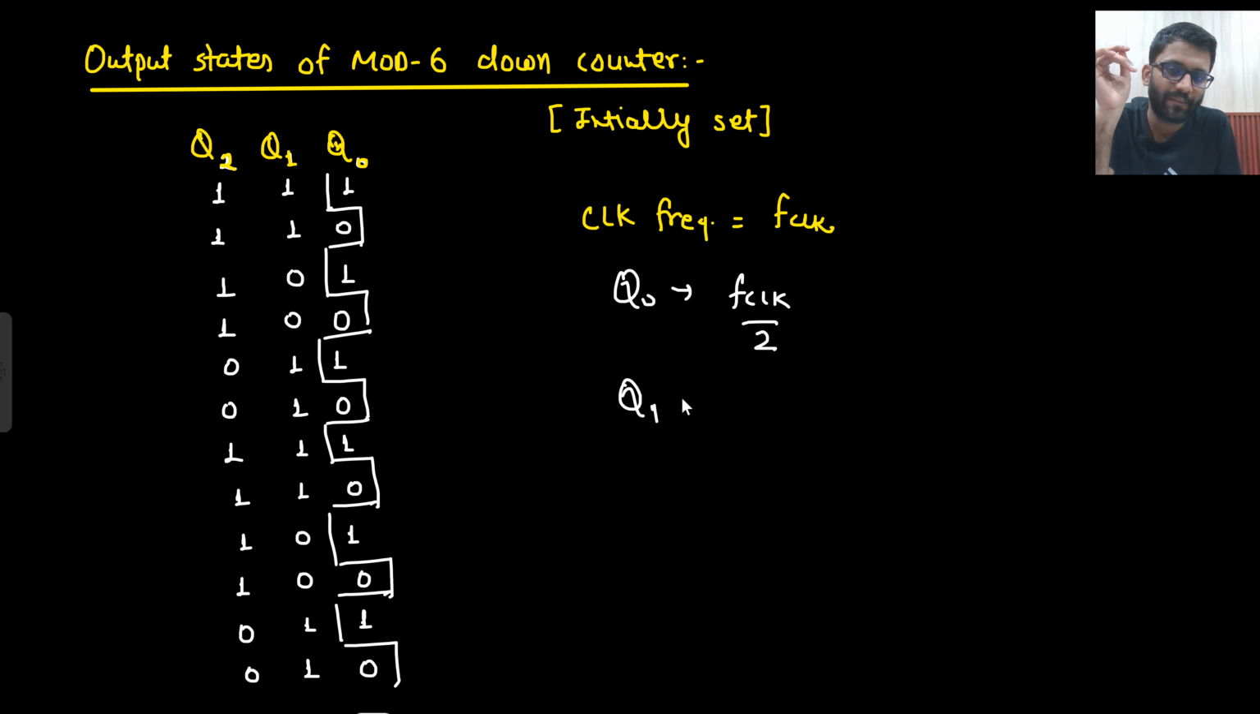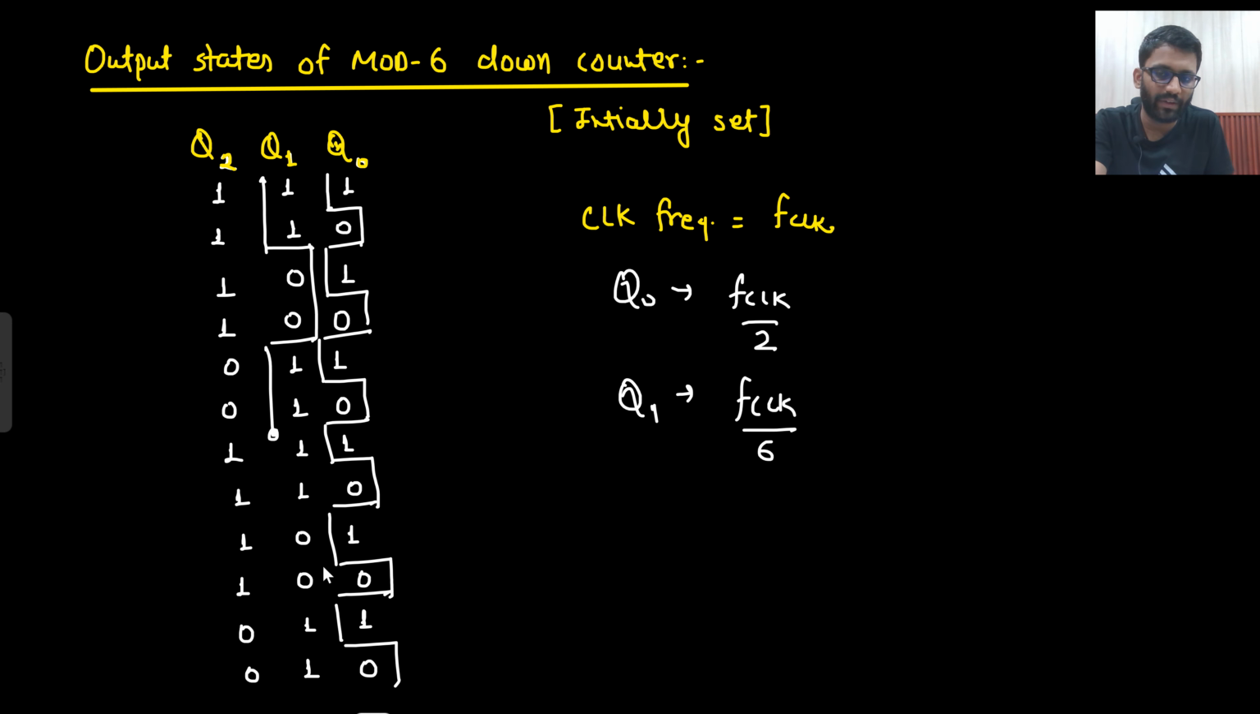For Q1, what are you getting? 1, 1, 0, 1, 1, 1, 1, 0, 1, 1. You can see 1, 1, 0, 1, 1, so in this one there are 6 T clock: T clock plus T clock plus T clock plus T clock plus T clock plus T clock. Then the same cycle is repeated, 1, 1, 0, 1, 1. So F clock by 6.